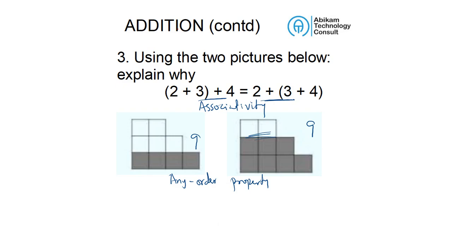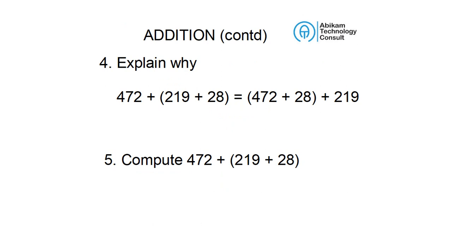All right. So the next, explain why 472 plus 219 plus 28 equals 472 plus 28 plus 219. For the first one, you can see the parenthesis is at the last two. Here, the parenthesis is at the first two. But when you look at the two sides, you realize that the second one here is 219. It's different from the second one here. So we cannot directly say it is associativity that will make them equal.